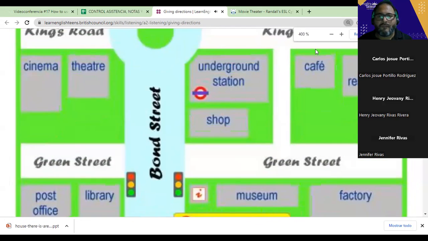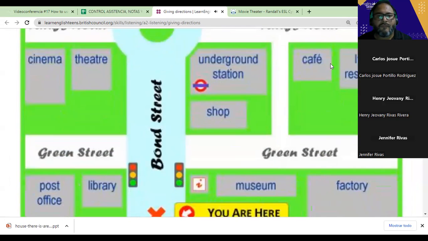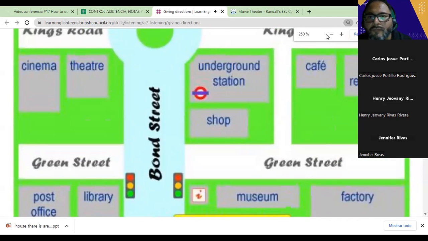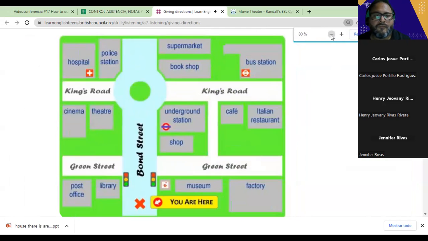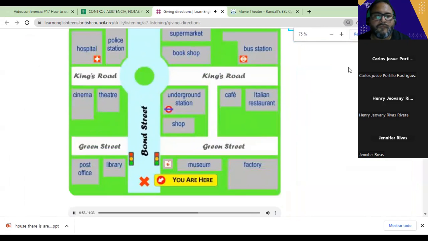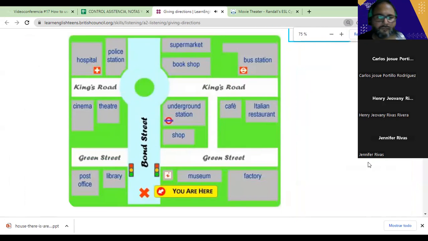C. Go straight on, go past the traffic lights, and go straight on until you get to the roundabout. At the roundabout, turn left. Go past the theatre. It's the building next to the theatre, opposite the hospital. D. Go straight on, go past the traffic lights, and take the second right onto King's Road. Go past the bookshop. It's the building next to the bookshop, opposite the cafe.